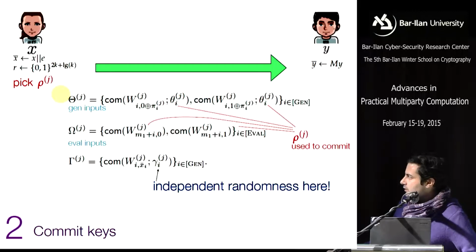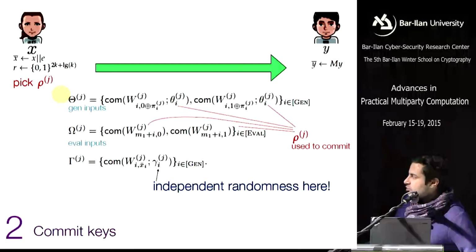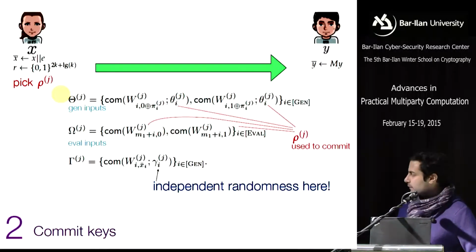Finally, Alice will also commit to her own input. Remember, she encoded her input, adding the special randomness. She's going to commit to her own input using independent randomness, this gamma_i. Okay?